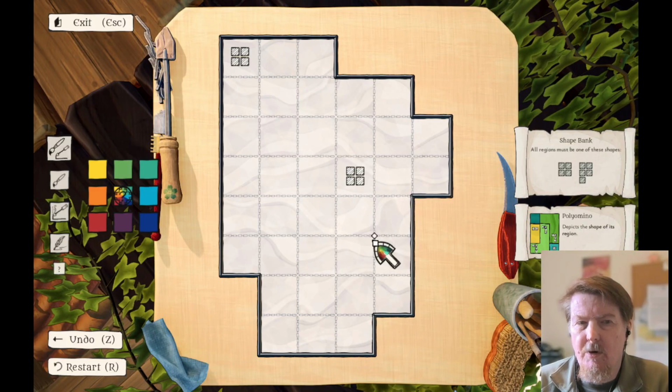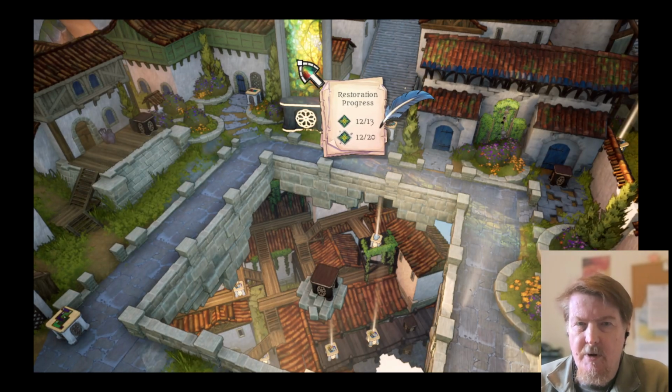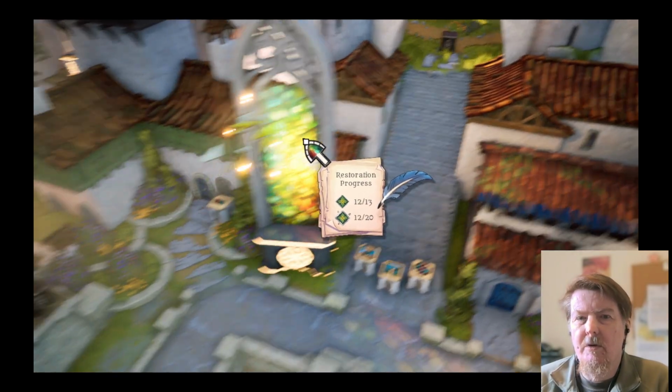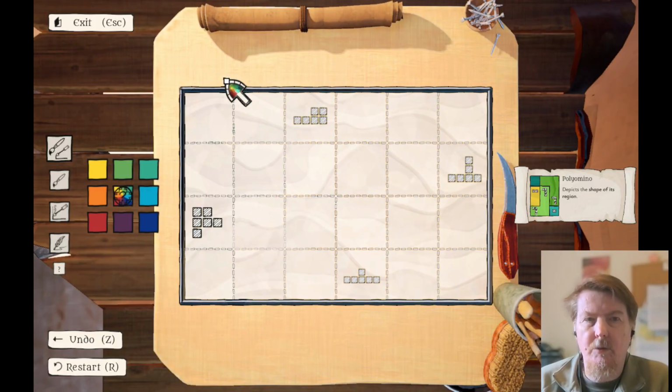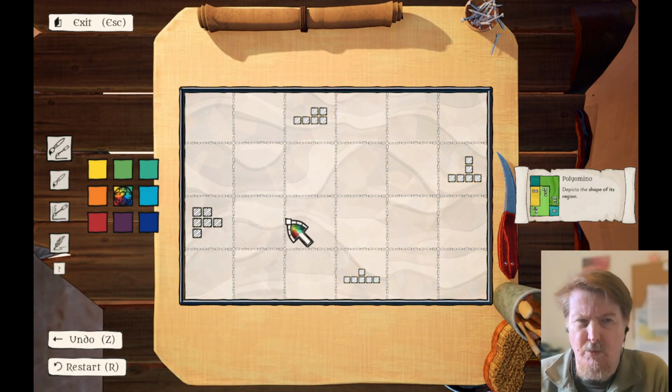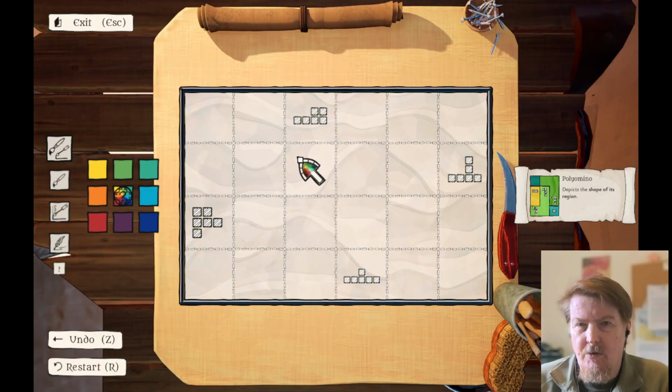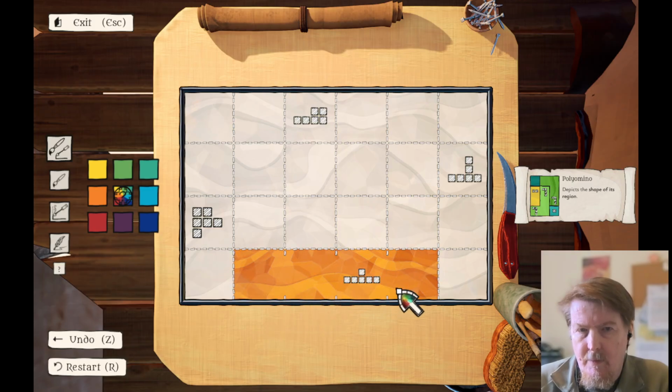Shape bank and polyomino. Hang on, let's just check where I am on this. So one more in the restoration. Another level 3. Try this. Ooh. Okay, this looks a bit harder. Five across and one up. So 4 across and something up and extending one more.